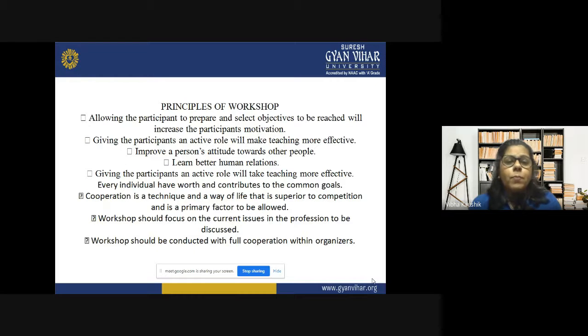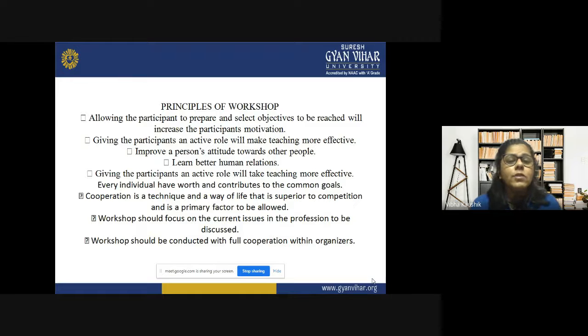Now, principles of workshop. The first one: allowing the participants to prepare and select objectives to be reached will increase the participants' motivation. What is that? Before you decide to organize a workshop, the first thing is that you have to prepare the objectives. The participants of the workshop will prepare objectives for that particular workshop. These are the particular objectives that we want to achieve after the completion of the workshop, and they have to select objectives so that it will increase the participants' motivation, meaning the participants will be motivated to reach those objectives. That's why the selection and preparation of the objectives are a must.